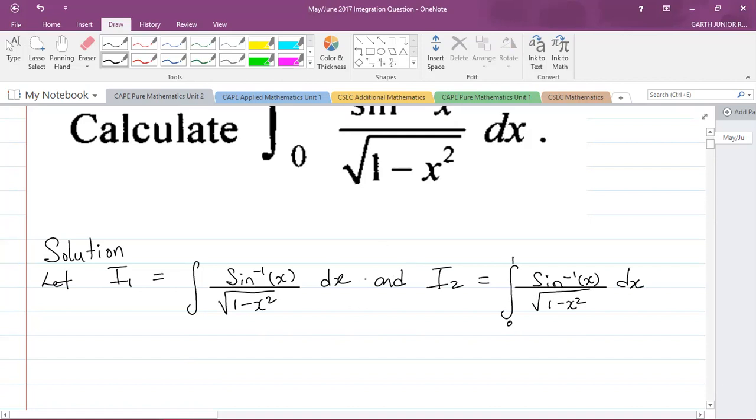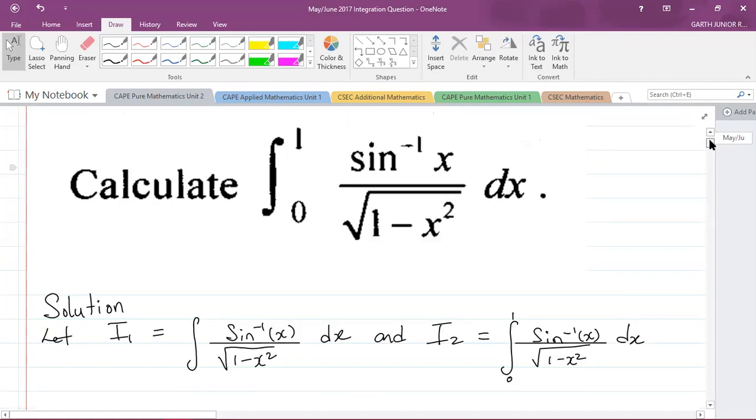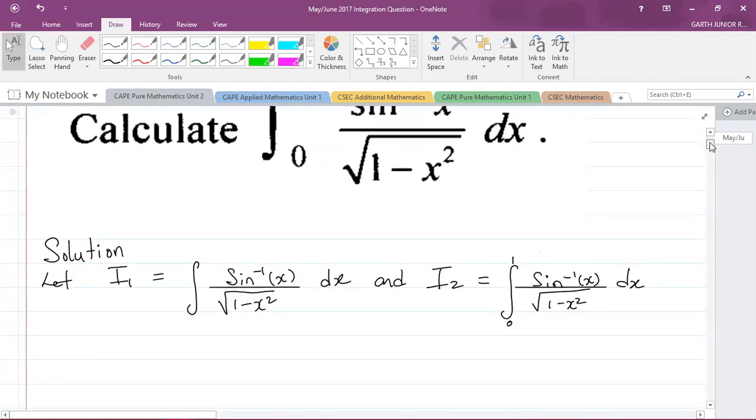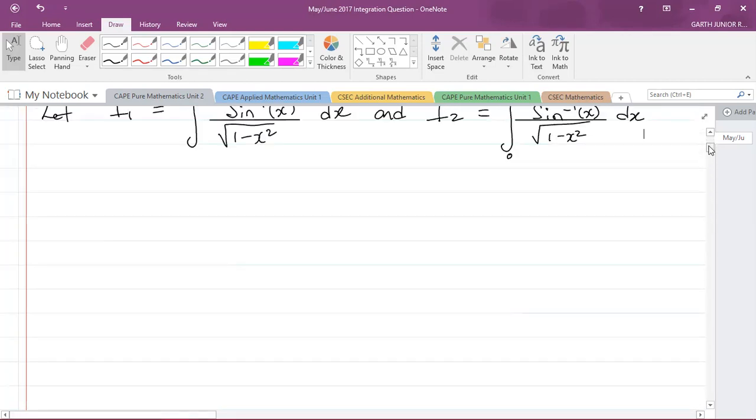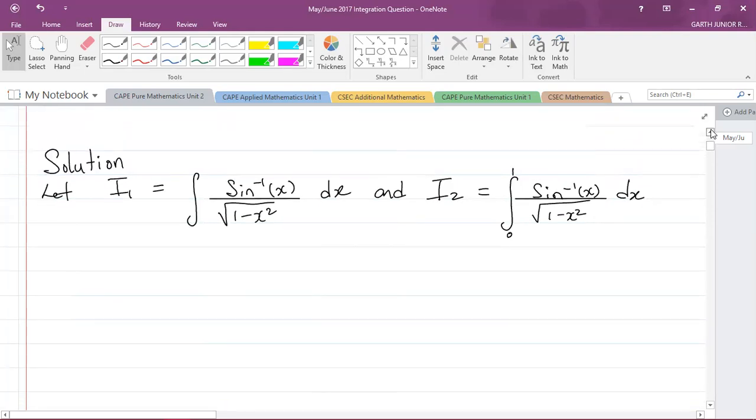So I'm just doing this because I don't want to keep on writing the integral of this and the integral of that every minute. So I'm just going to say the definite integral is I2 and the indefinite integral is I1, all right? So let's just find I1 first. So what is I1 equal to?